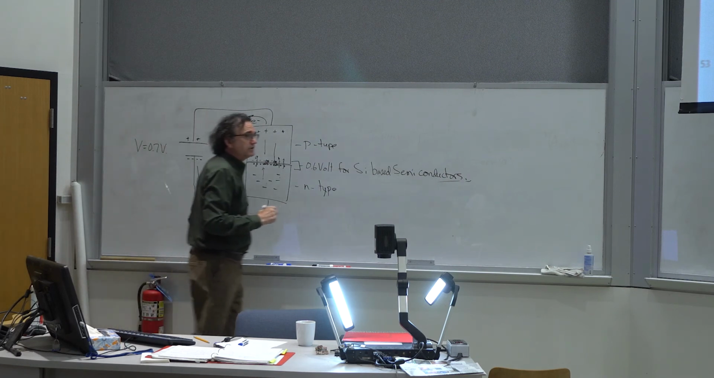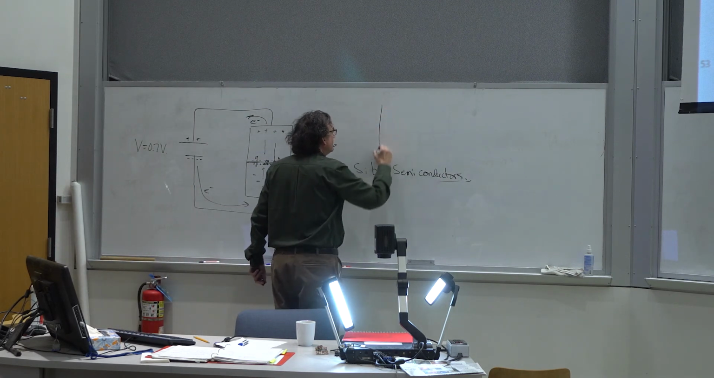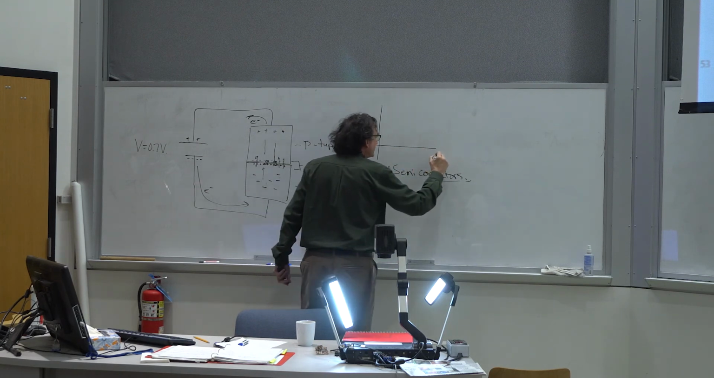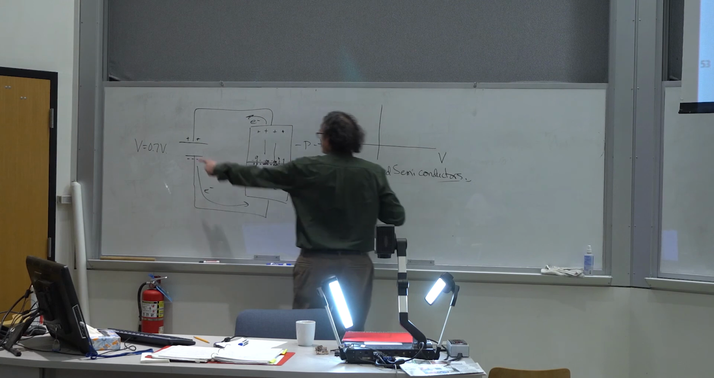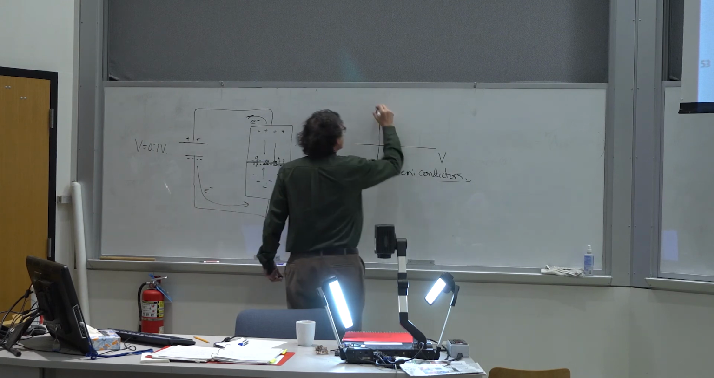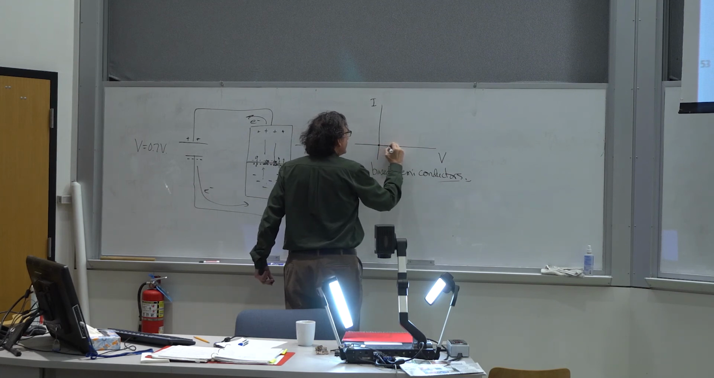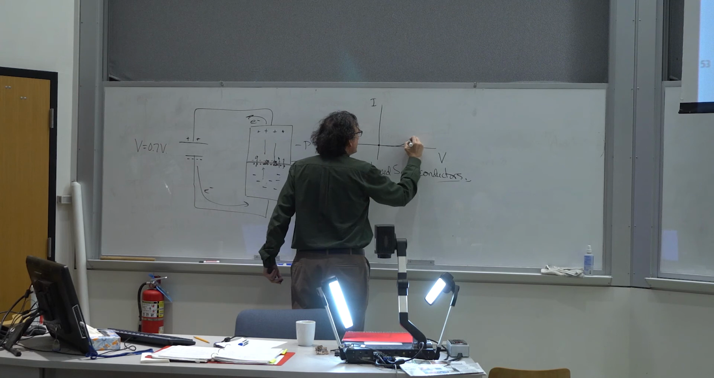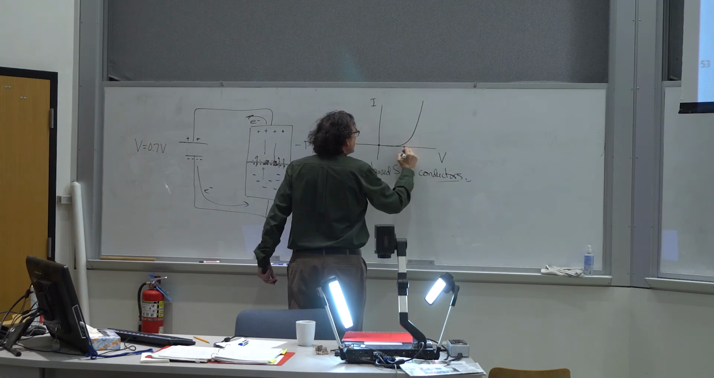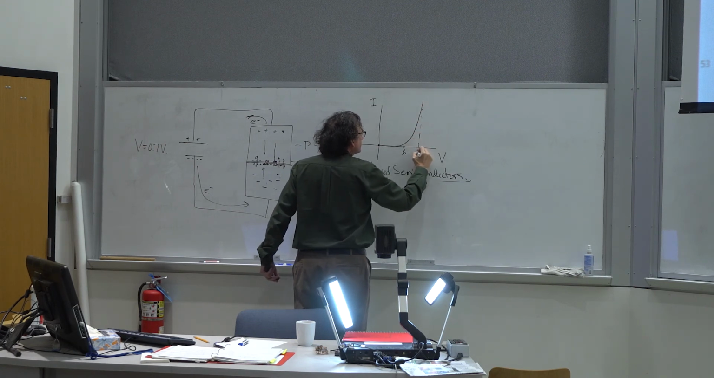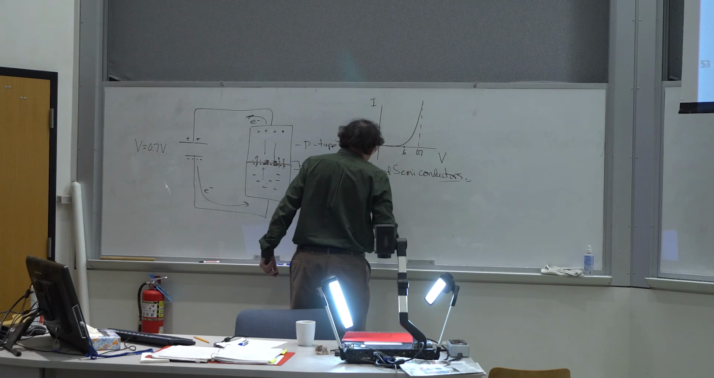So if I were to draw a diagram of the voltage, which is plotted over here, versus the current, then what I would find is that, starting from 0, there is no current at all until I get to 0.6 volts. And then it begins to take off like a rock. So here's 0.6, and here where it becomes really, really huge, it's about 0.7.